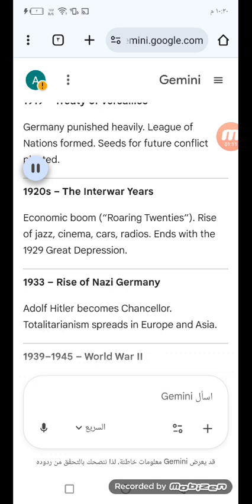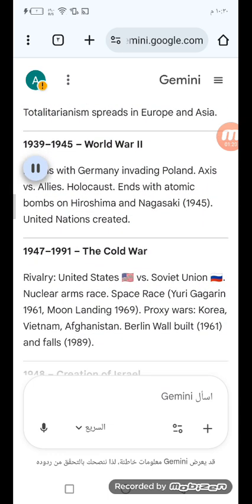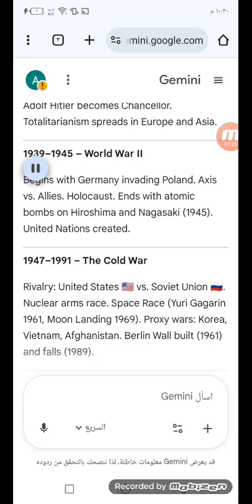1933, rise of Nazi Germany. Adolf Hitler becomes chancellor. Totalitarianism spreads in Europe and Asia. 1939 to 1945, World War II. Begins with Germany invading Poland. Axis versus Allies. Holocaust. Ends with atomic bombs on Hiroshima and Nagasaki.